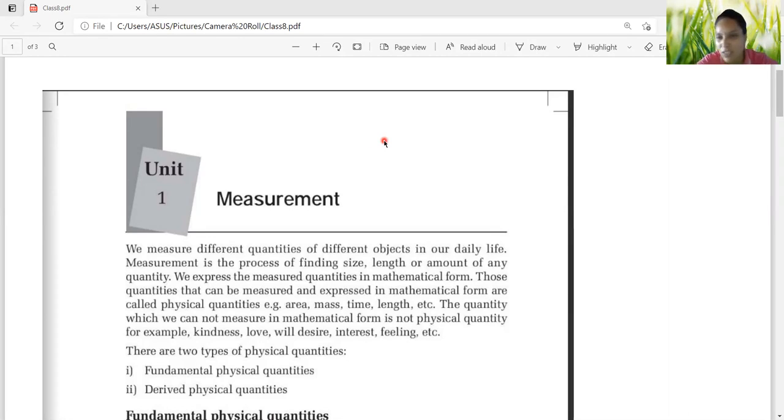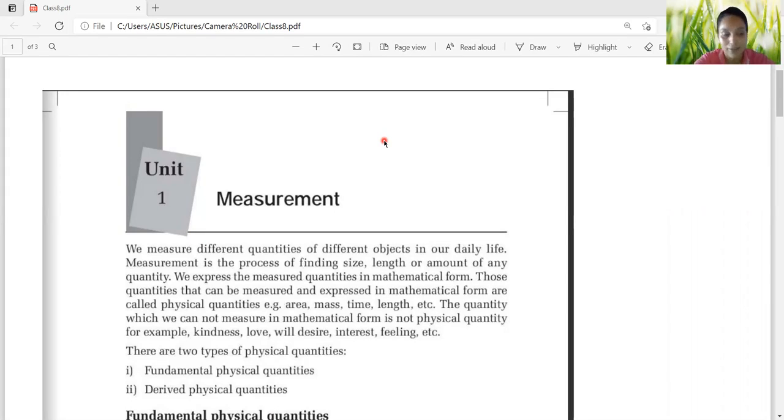We use different measurement methods to measure different quantities, different objects of our life. Like when you go to the market and want to buy something, you use a kilogram to measure it. At the petrol pump, or at a milk shop, you measure in liters, kiloliters.